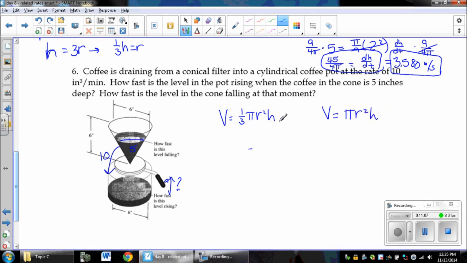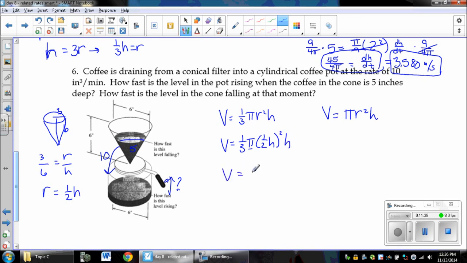All right. So first things first, I'm going to think about my cone and remember that cones are special. So this cone starts off with a radius of 3 and a height of 6. So I know 3 over 6 equals r over h. So if I want r in terms of h, r is going to be 1/2 h. So my volume is 1/3 pi times (1/2 h) squared times h, which is going to give me pi over 12 h cubed.